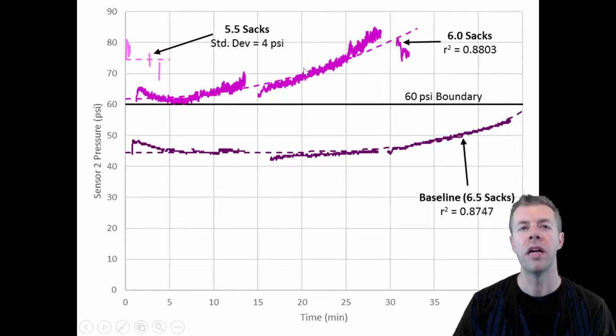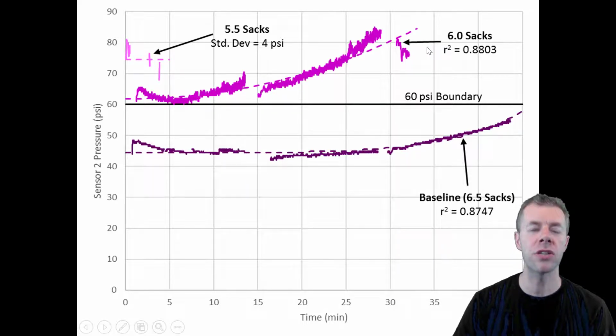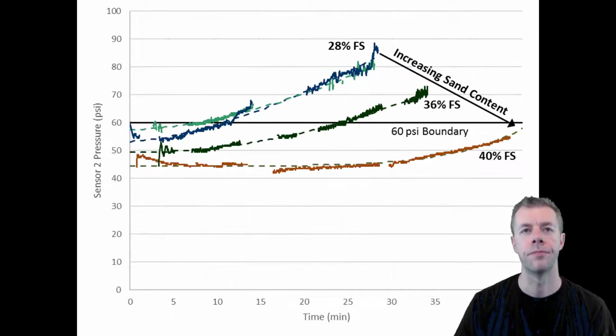For example, this is 5.5 sacks of cement, a pretty low overall binder content. We had pretty high pressures and we couldn't pump it for very long. When we went to six sacks out of the same mixture, the pressures were lower and then they started to increase. When we went to 6.5 sacks, the pressure stayed low. This means as my paste content went up, it was easier to pump. And there's a lot of people that know this, but we're able to quantify it.